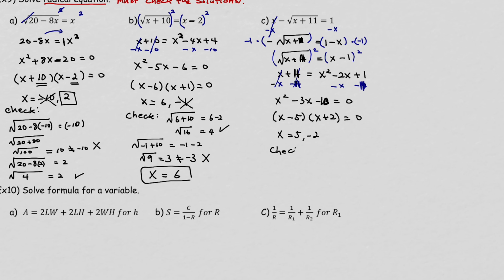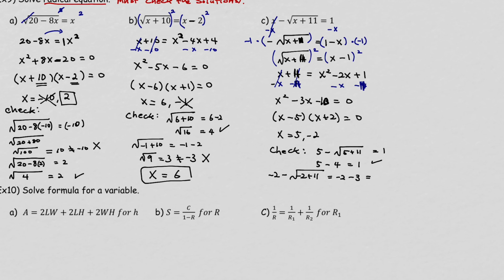Again, we need to check. 5 minus the square root of 5 plus 11 should be 1. That's 5 minus the square root of 16, so 4, that's 1. Yep, that works out. What about negative 2? Negative 2 minus the square root of negative 2 plus 11. That should be negative 2. That will be the square root of 9, so it will be negative 3.